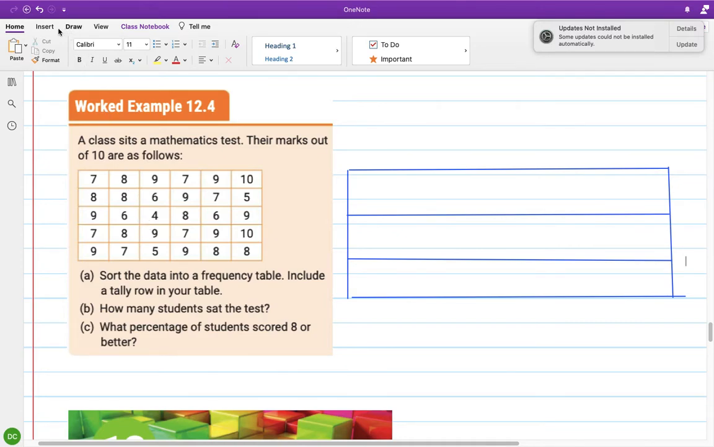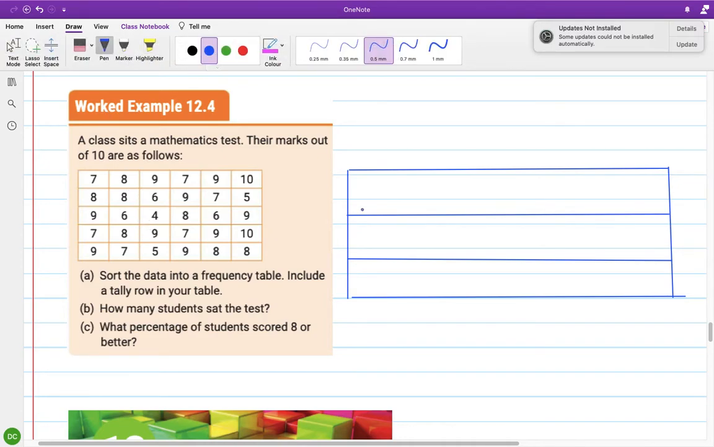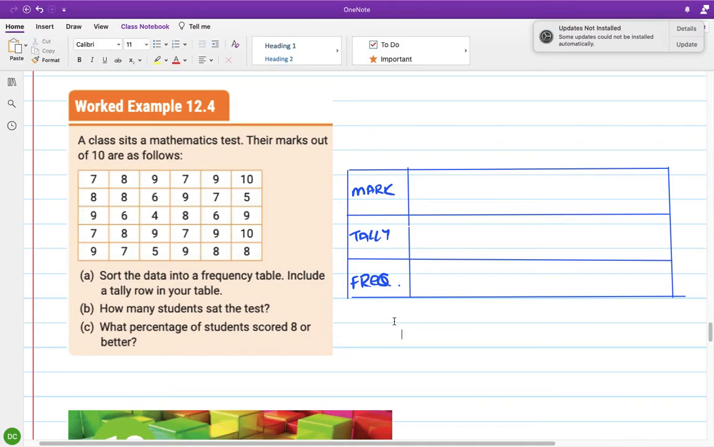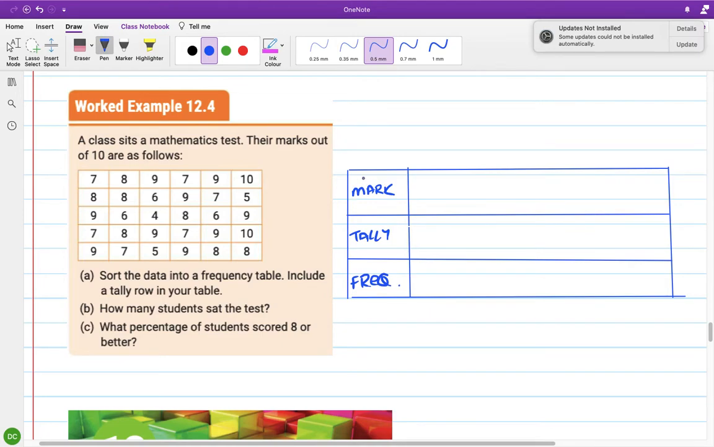Now, over here, we have to put down what it is we're putting in. So the first thing is the mark they got on the test. Then you have your tally row. And then you have your frequency. The only thing that changes is the first one, because it might be a mark in a test, or it might be time waiting in a bank, or minutes spent in a museum, or money earned, or whatever. This will change depending on the question. In this case, it's a mark in a maths test, but it won't always be. However, this will always be tally, and this will always be frequency.